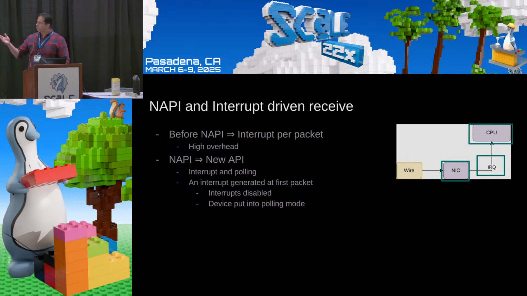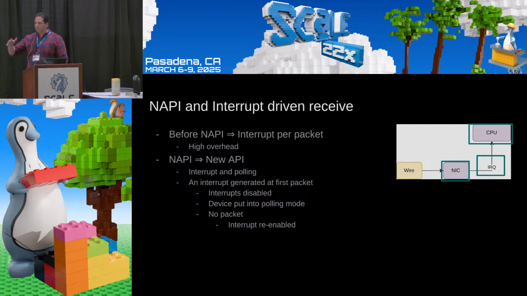NAPI will basically go through interrupt-driven first, such that you can deal with the first packet that you receive. And then the device will be put into polling mode. So for the next packets that arrive, there are no interrupts from the NIC. It keeps looking at the device in polling mode. If there is no packet, interrupts are enabled.